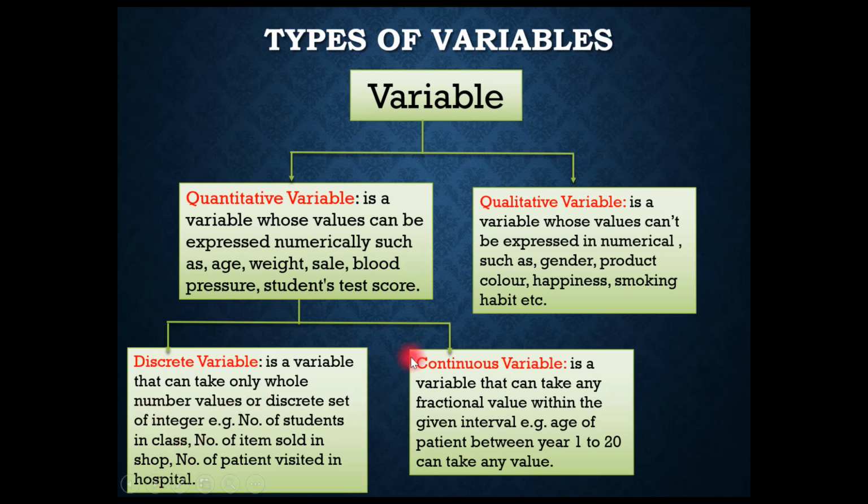Similarly, a continuous variable is a variable that can take any fractional value within a given interval. For example, the age of the patient between 1 year to 20 years. If someone is taking data of patients aged 1 to 20 years, any value between the range 1 and 20 can occur and can be considered a continuous variable.